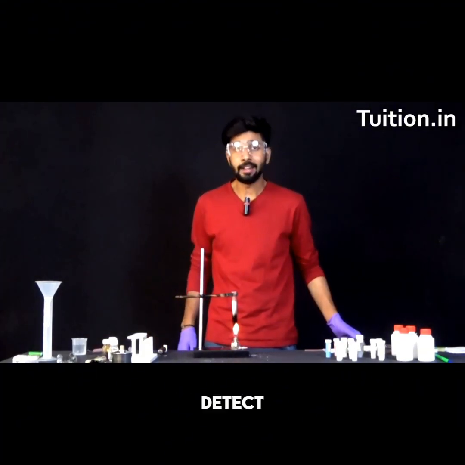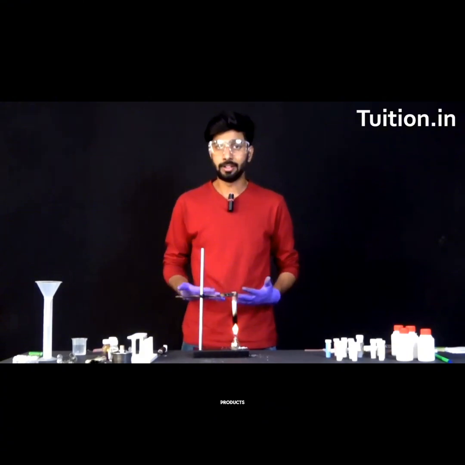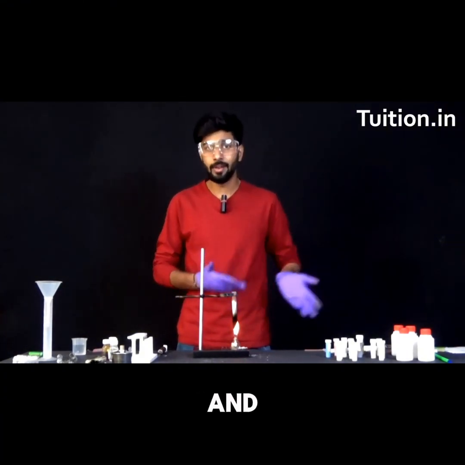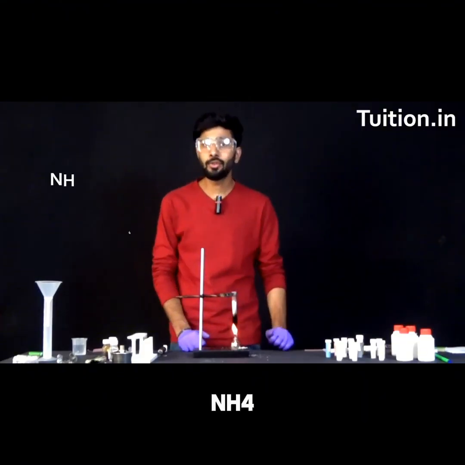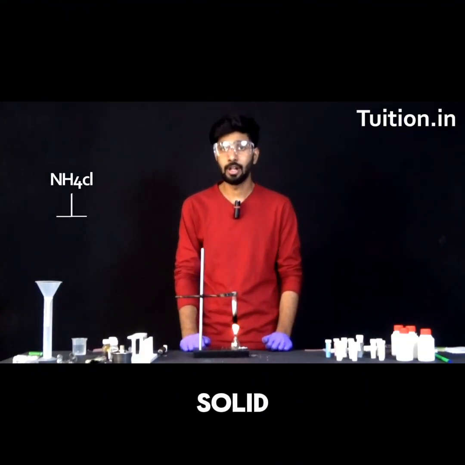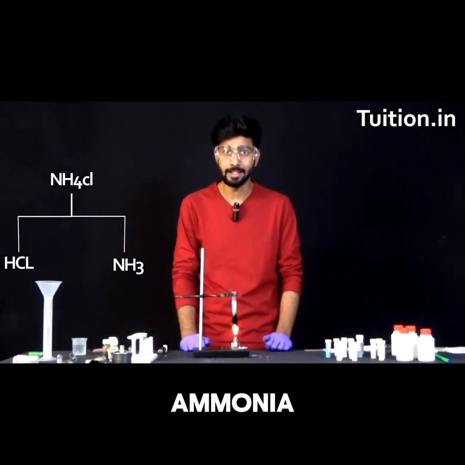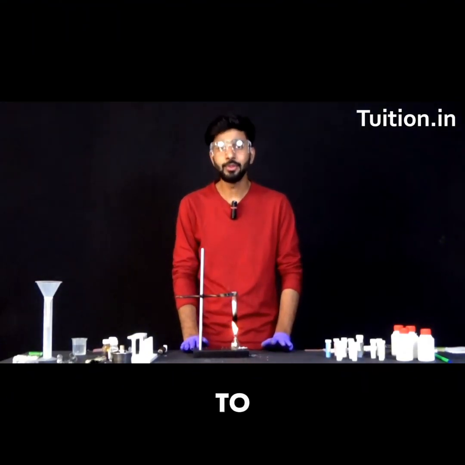So what all did we detect as our end products? We saw HCl because of the color change in the litmus paper, and now we've also seen ammonia. So NH4Cl, which was your original solid salt, has now decomposed into HCl gas and ammonia gas. So this way, we were able to produce two gases out of a single solid salt.